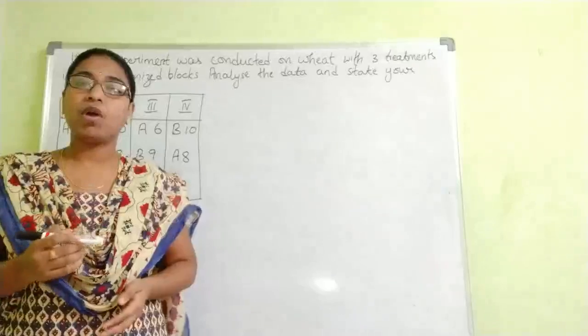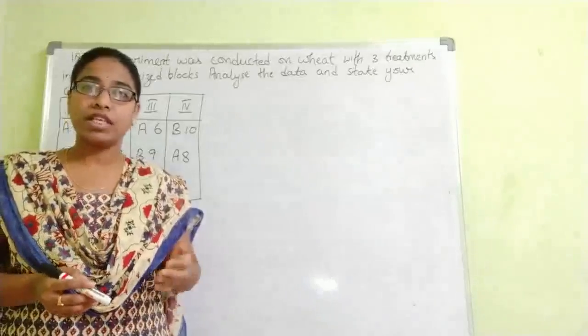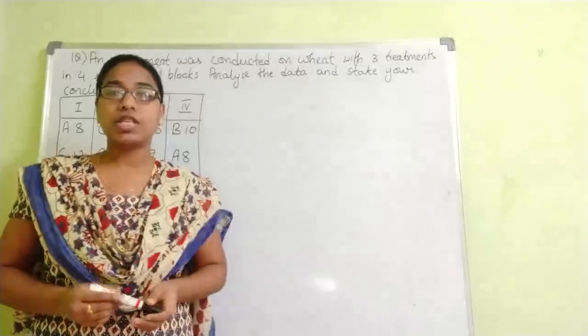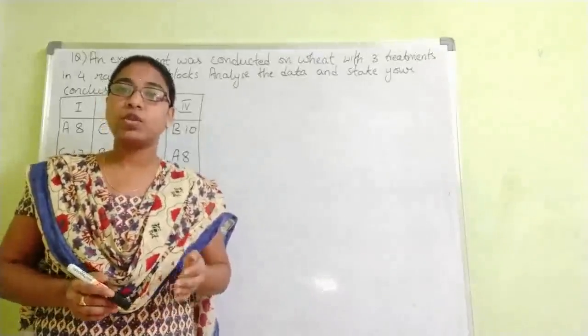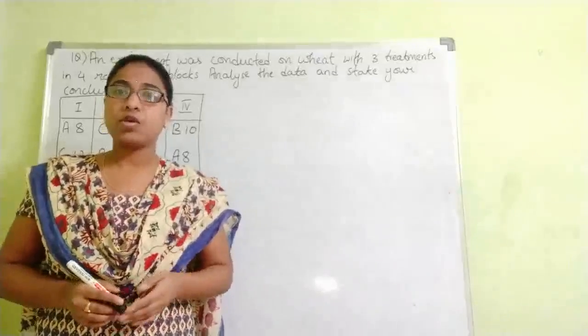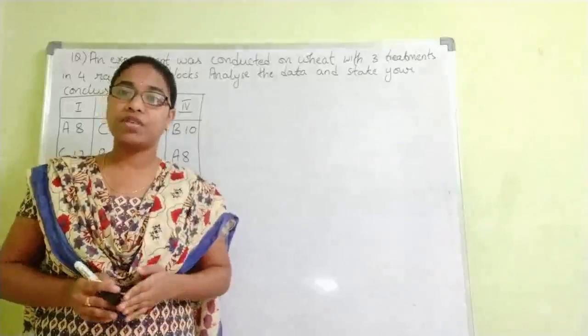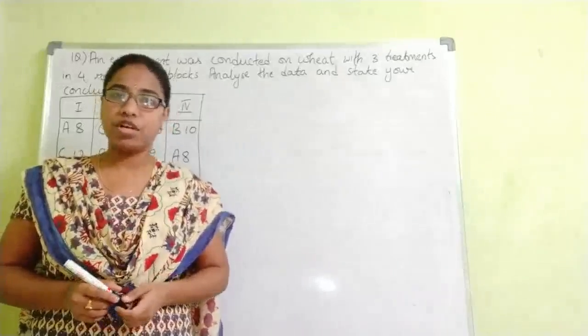So in each block the treatment will be repeated. So the number of blocks is equal to the number of replications in RBD. If you simplify it, this RBD is nothing but a two-way ANOVA layout. So coming to the problem, the same steps that we have used for the ANOVA two-way classification, we will be using the same steps for ANOVA.